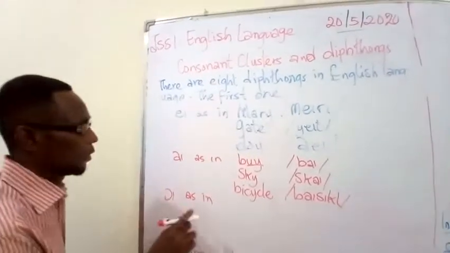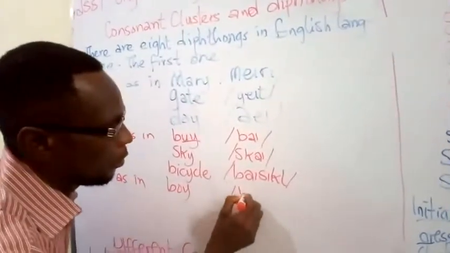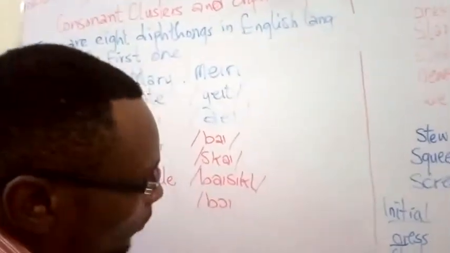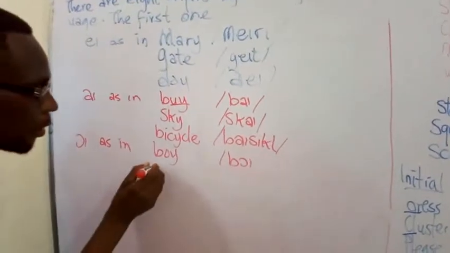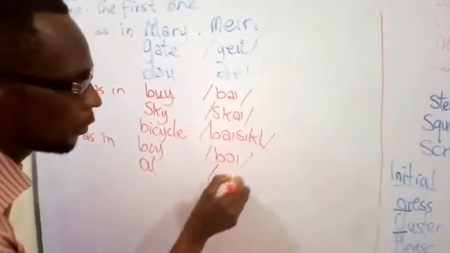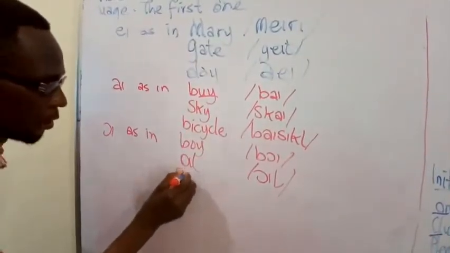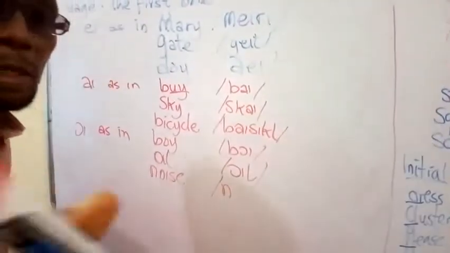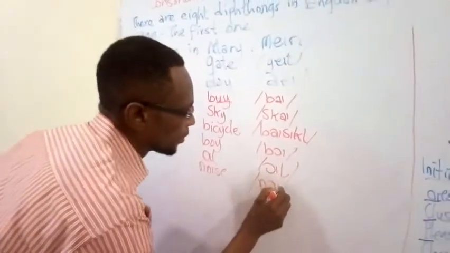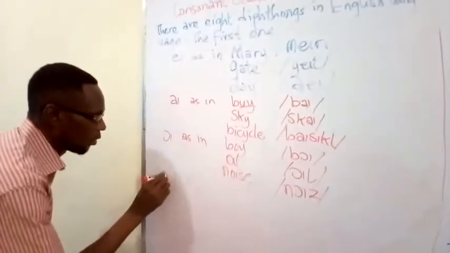Oi, oi. You have boy. Boy. Then oi, then noise. Oh yeah, I don't like noise. Don't like noise at all. If there's anybody making noise, then knock the person for me. Noise. Then we pick the next one.